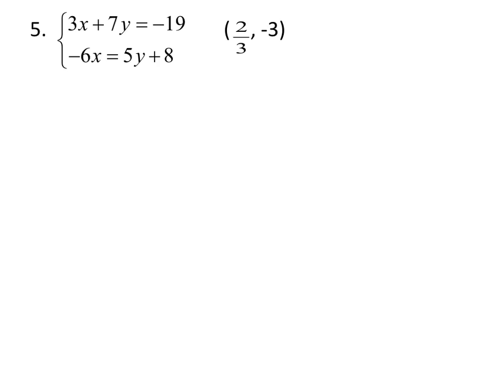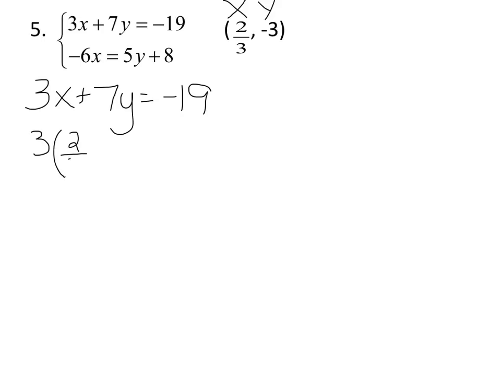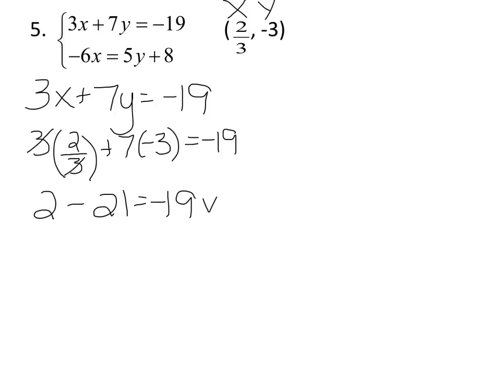Okay, so we have 3x plus 7y equals negative 19, and negative 6x equals 5y plus 8. And we're checking 2/3, negative 3. So we have 3x plus 7y equals negative 19. So we have 3 times 2/3 plus 7 times negative 3 equals negative 19. The 3's cancel, leaving 2 minus 21 equals negative 19, which is true.